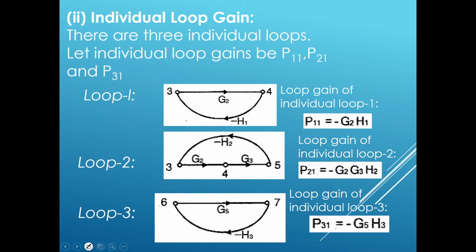So this is it. We have got 3 loops. We have assumed some notations for loop gains and we have written the loop gain values from the signal flow graph. So from each loop you can write down the loop gain values. Now let us go to the third step.